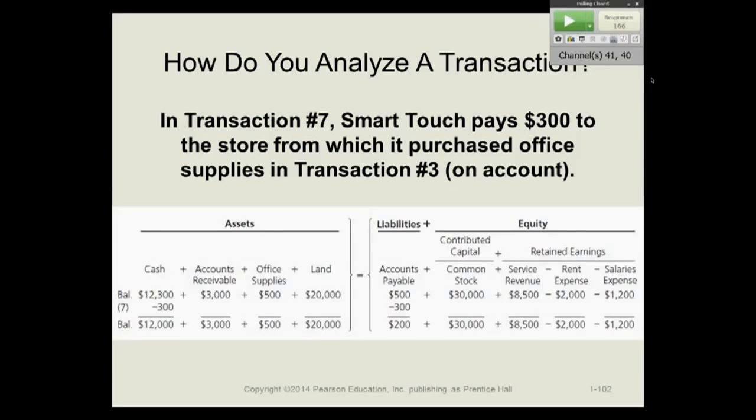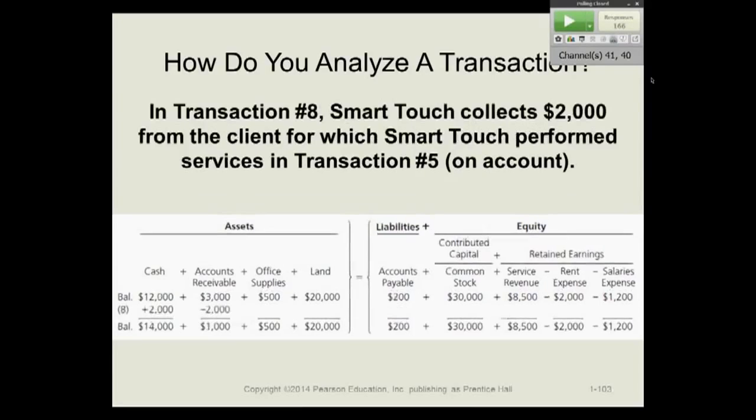So this says you're paying $300 to the store that you purchased the supplies from. You're paying off that liability. And it says on account, which is a hint. It means accounts payable. All right, and the balance sheet still balances. The assets are $35.5, and the liabilities and equity are $35.5. Okay, notice again, we're only looking at two parts of equity, contributed capital and retained earnings. Let's go to the next.